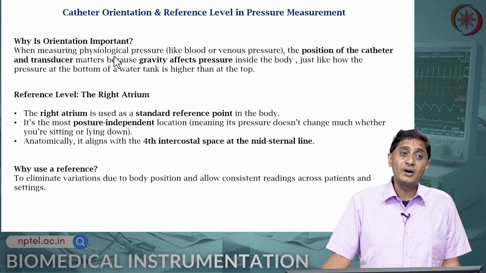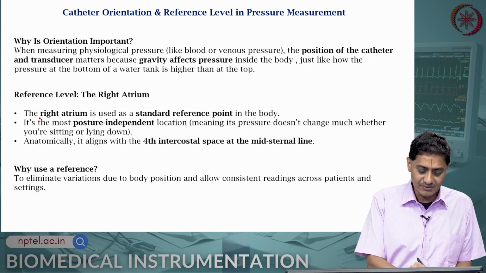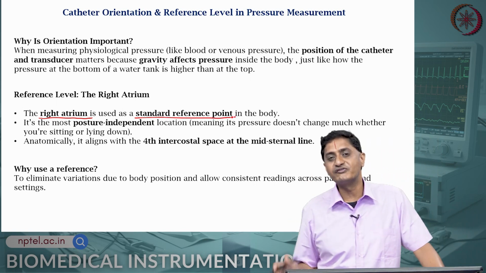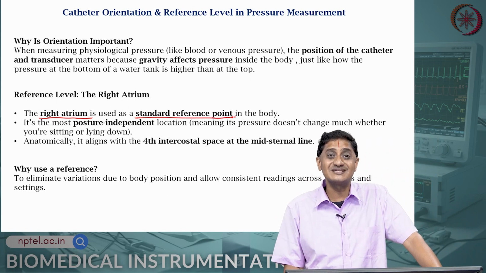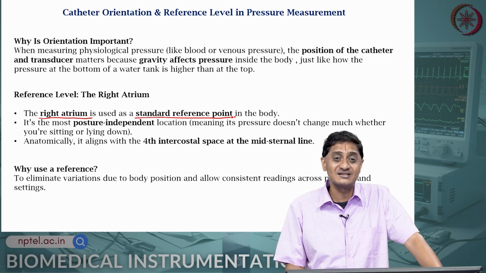So, to appropriately measure blood pressure, usually the right atrium is chosen as the standard reference point. Recall, in one of our first videos, I mentioned that the standard reference point for measuring blood pressure is the fourth intercostal space along the mid-segmental line. Is it not? We discussed this in one of the earliest slides.